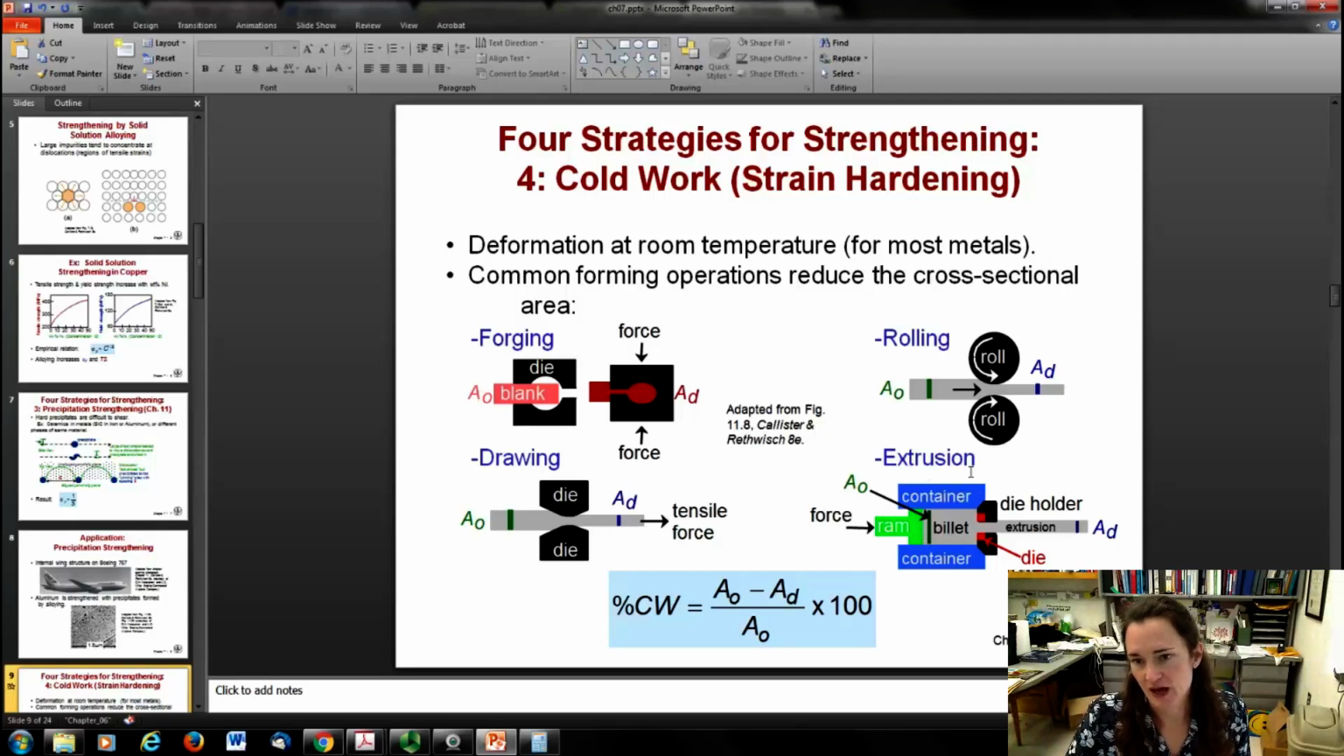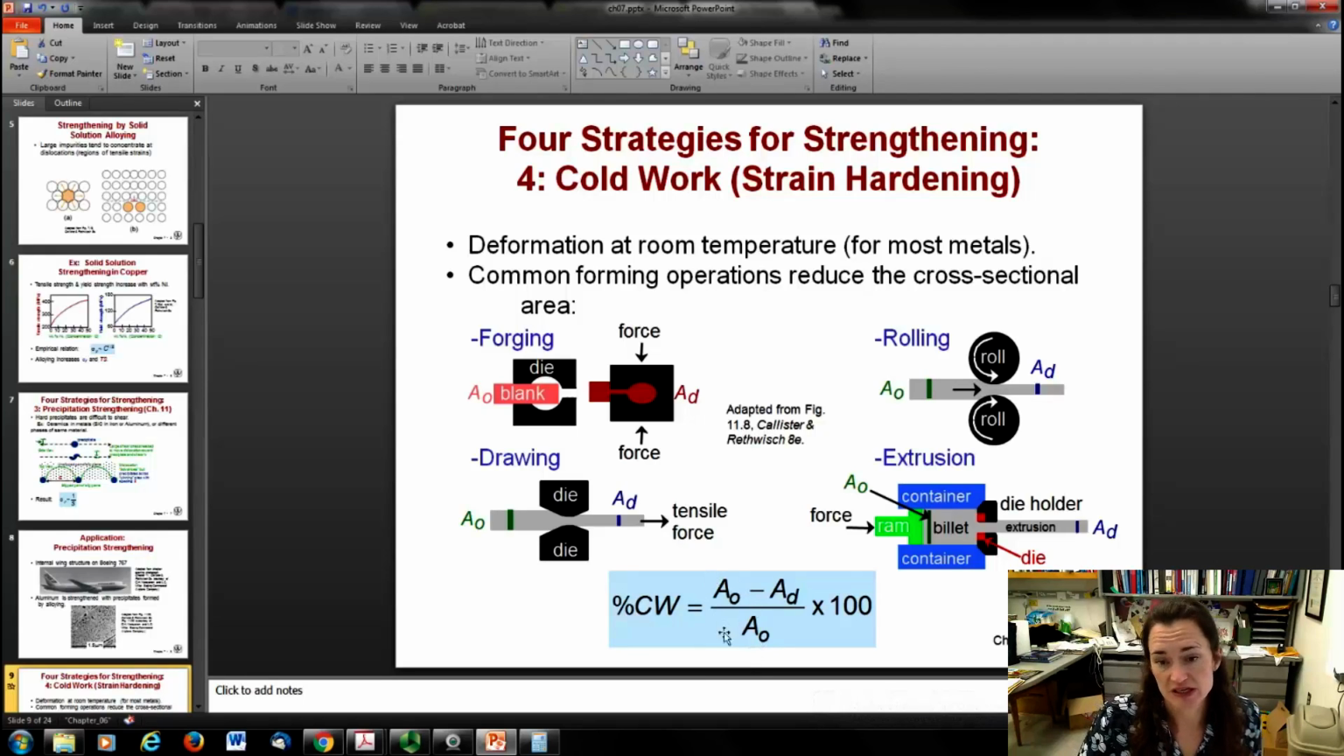And then finally, there's extrusion, where you use a ram and you force it through the die on the other side. Okay, so this causes a change in the cross-sectional area of the material. It causes it to reduce, and so what you do is you calculate the percent of cold work by calculating the percent change in the area.